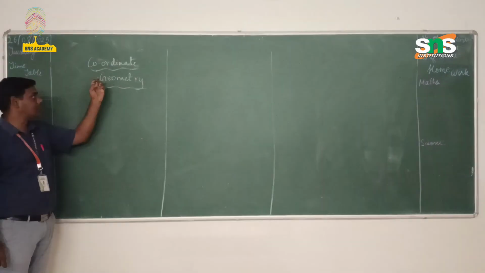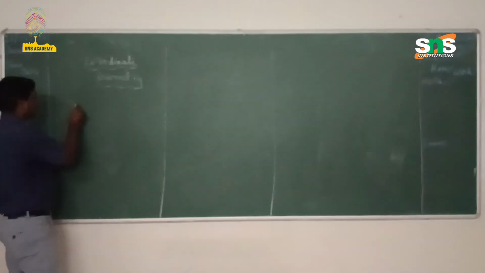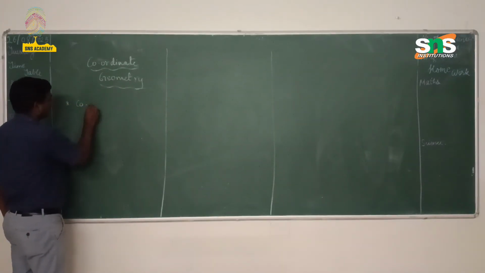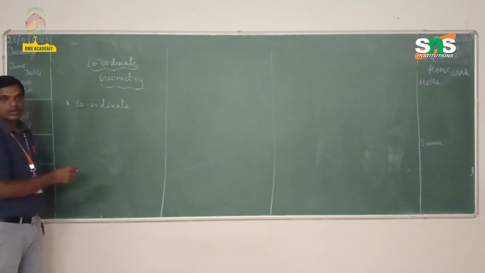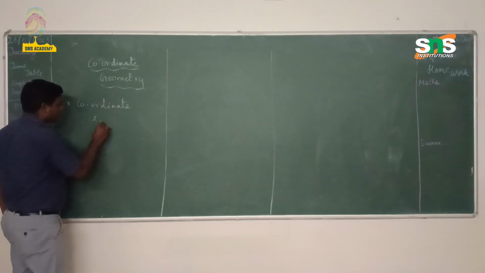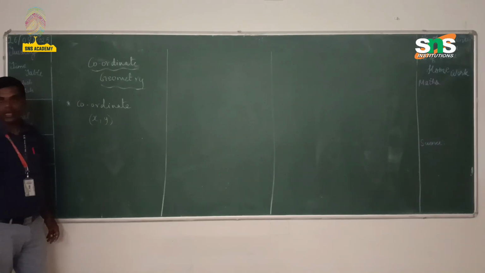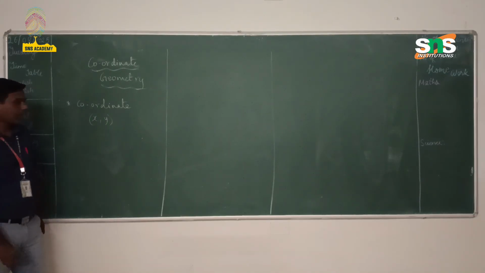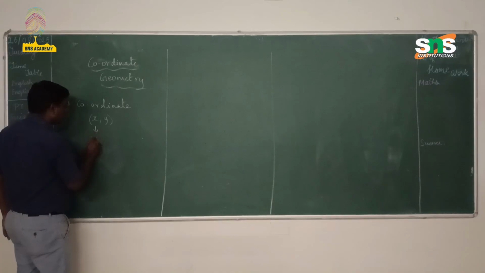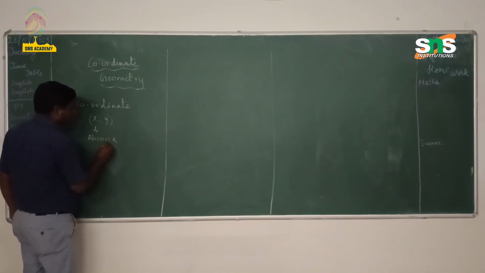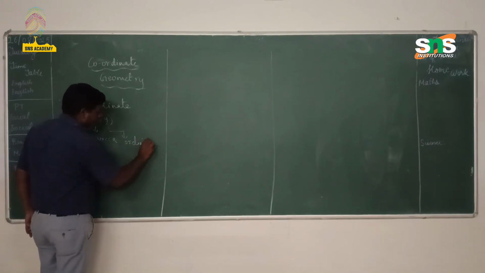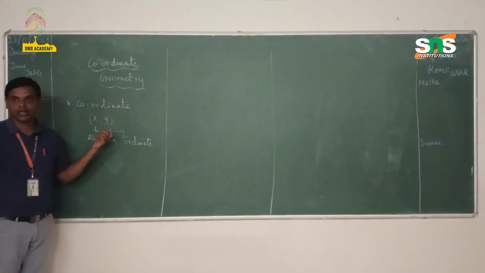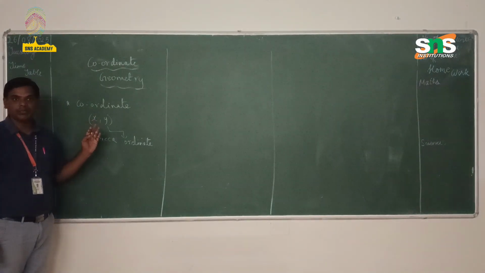So what is meant by coordinate? The values in the graph, x comma y, are called coordinates. Okay, so we know what is meant by x. X is called the abscissa, and y is called the ordinate. The combination of these two is called a coordinate.